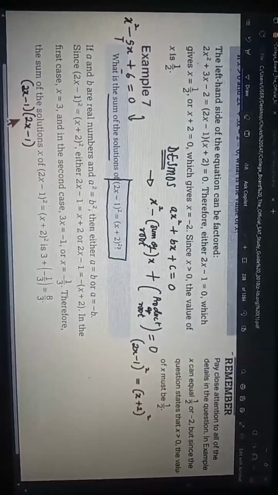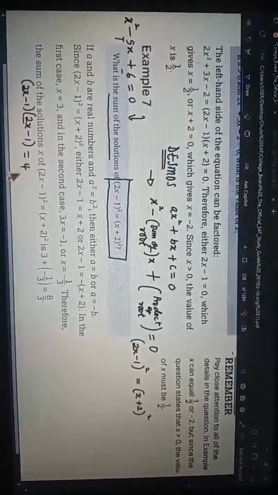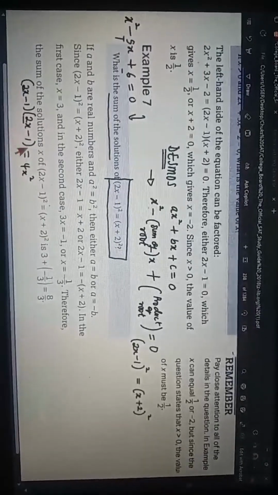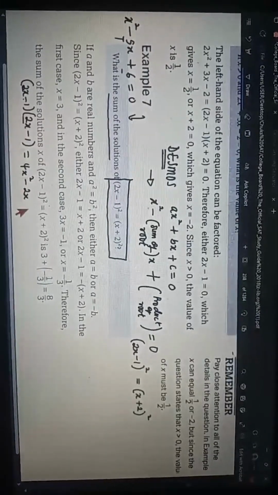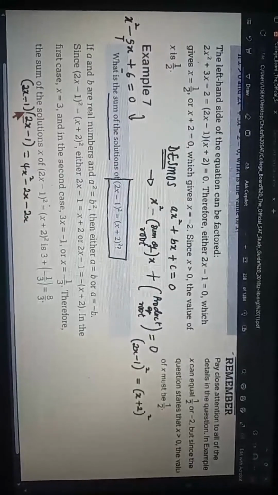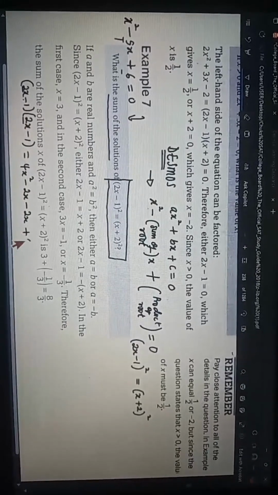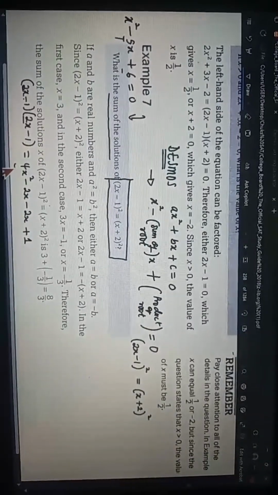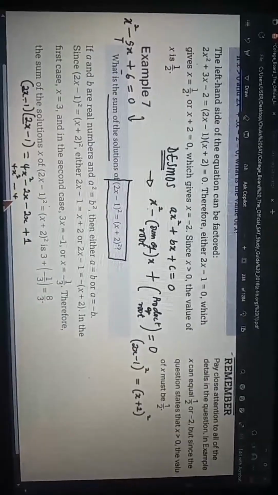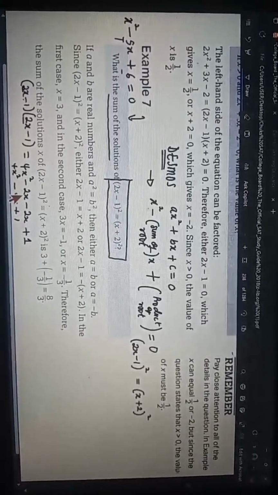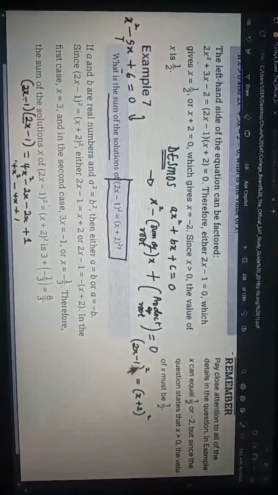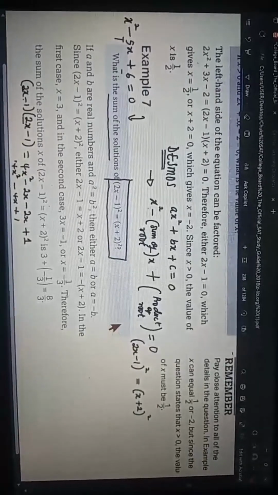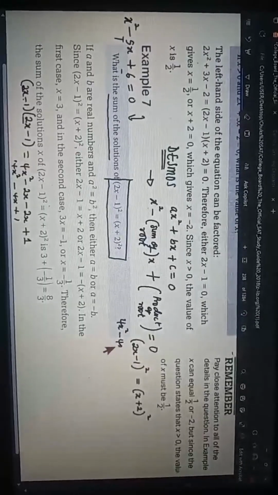So 2x times 2x will give us 4x squared. 2x times negative 1 will give us negative 2x. Then negative 1 times 2x will still give us negative 2x. And negative 1 times negative 1, of course, is positive 1. Finally, this can be written as 4x squared minus 4x plus 1, because negative 2x and negative 2x is the same as negative 4x. So that is how to expand. If you expand this stuff, you end up with 4x squared minus 4x plus 1.